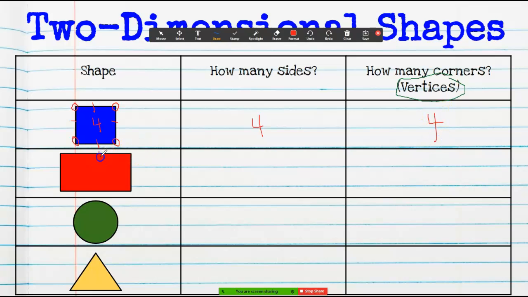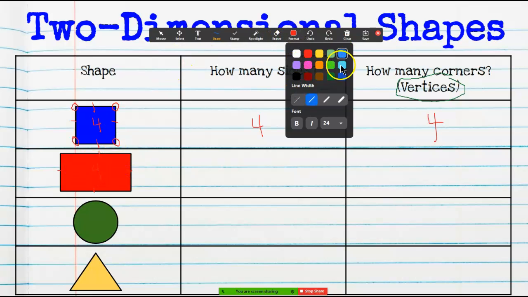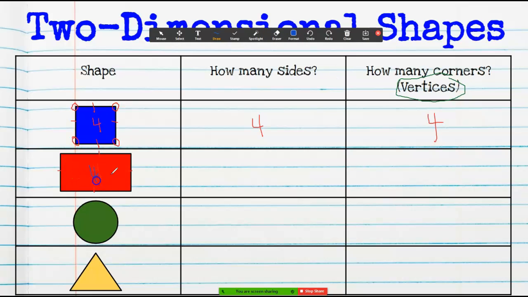Okay, notice how I'm labeling this. 1, 2, 3, 4 sides. Let's use a different color. 4 sides, and 1, 2, 3, 4 corners. So 4 sides and 4 corners.